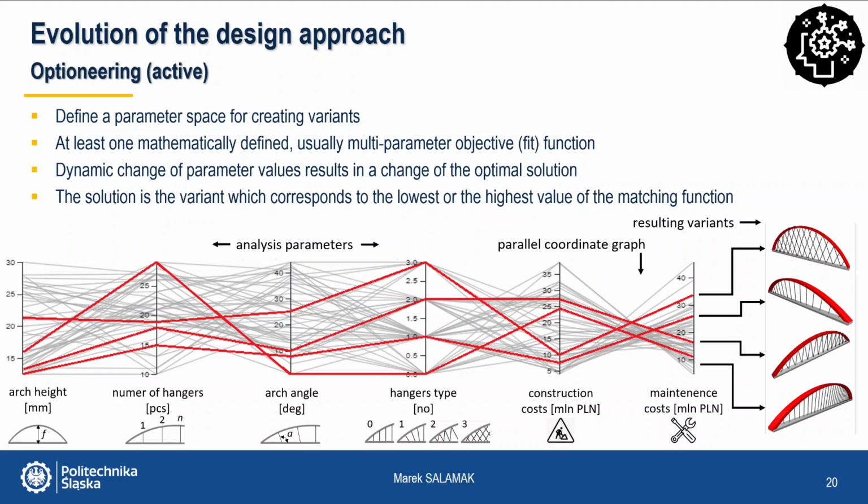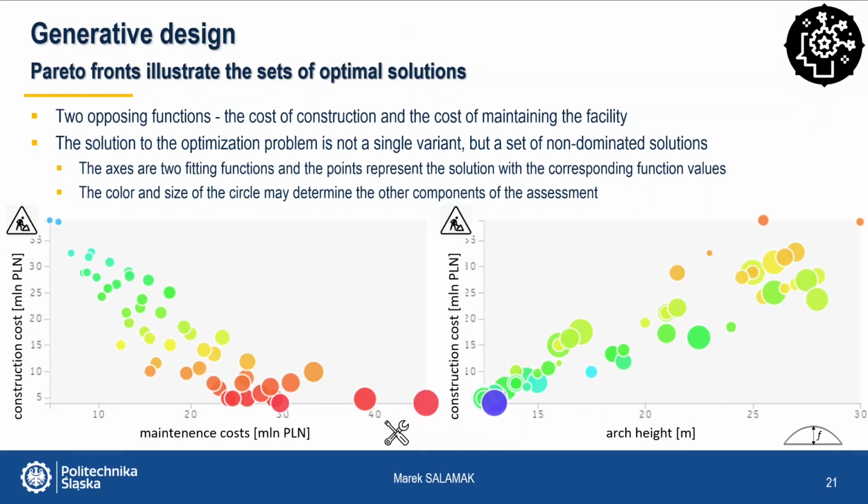Dynamic change of the value of each of these parameters results in a change of the optimal solution. The solution is the variant that corresponds to the lowest or the highest value of the matching function. In this example, two opposing functions are specified: the cost of construction and of maintaining the facility.